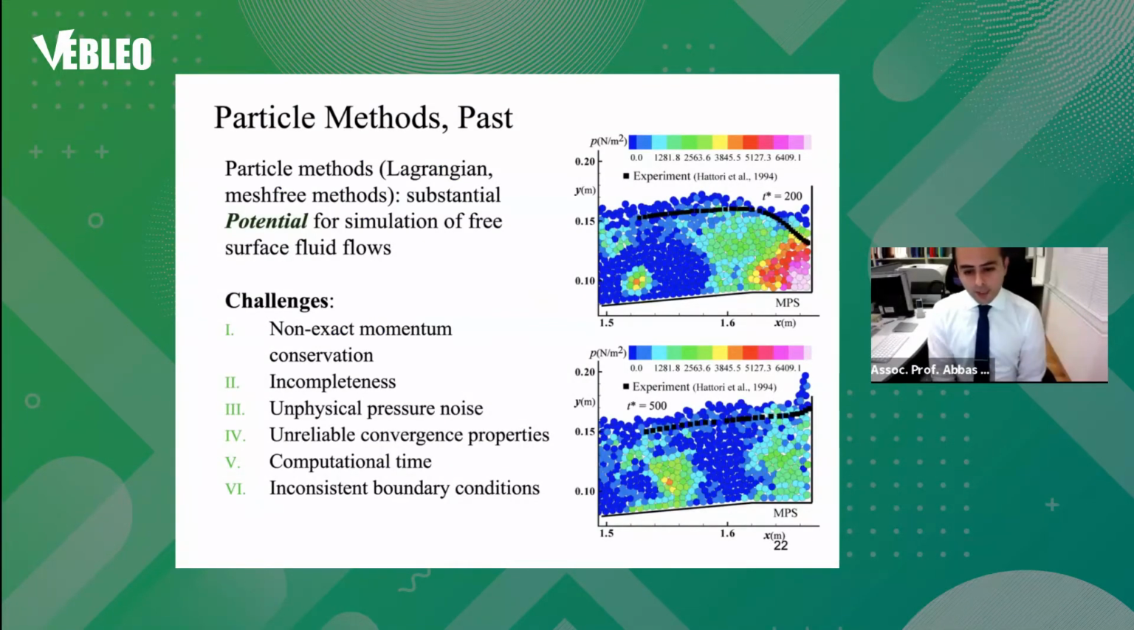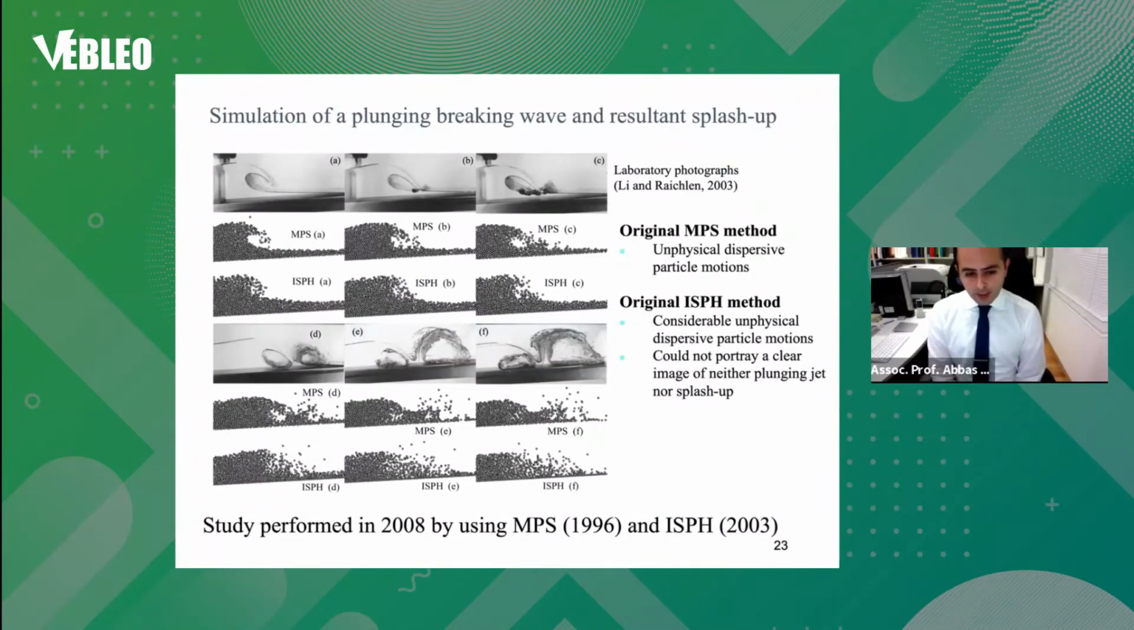But in the past, we had so many issues with particle methods. These are some simulations by the original MPS method. We had several issues related to non-exact momentum conservation, incompleteness, unphysical pressure noise, unreliable convergence properties, computational time, which was quite huge, and also inconsistent boundary conditions. But during the past years, we have tried to solve these issues. We can see here some of the results by original MPS and ISPH, and these issues have been solved. These results correspond to 2008, but these issues have been solved by applying the refined schemes.